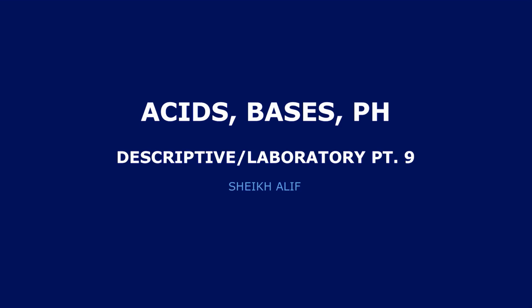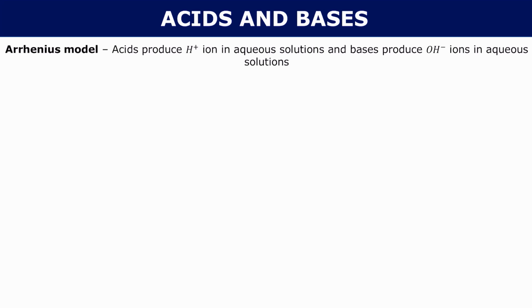Today we're going to be talking about acids, bases, and pH. Acids and bases are going to have different definitions based on what model you use. And there are going to be three major types of models, and they're not all the same. The first model is one of the most common ones, and it's one of the simplest ones.